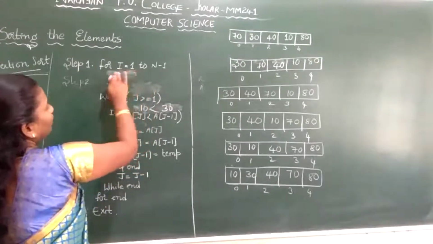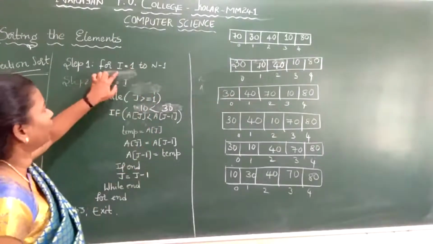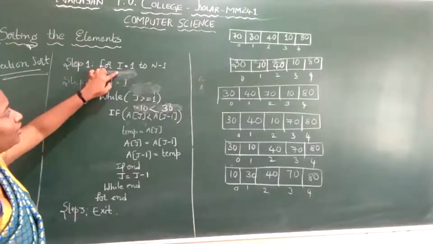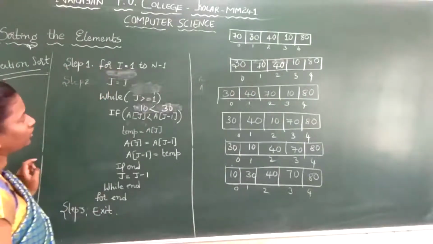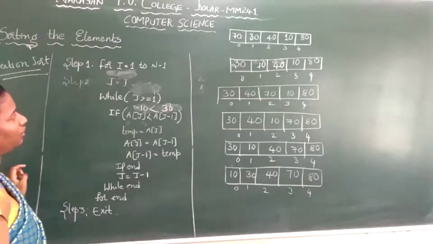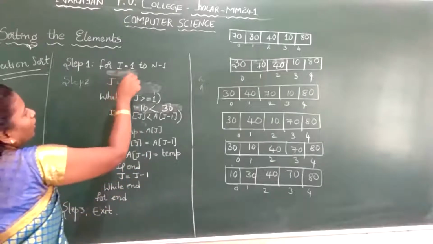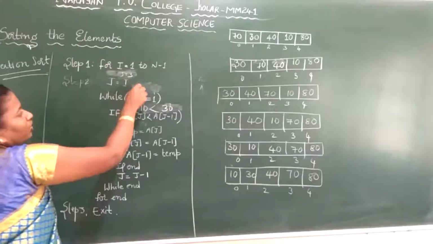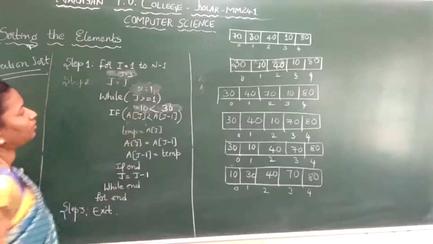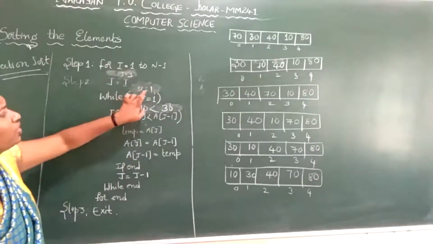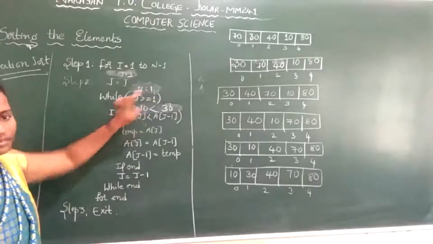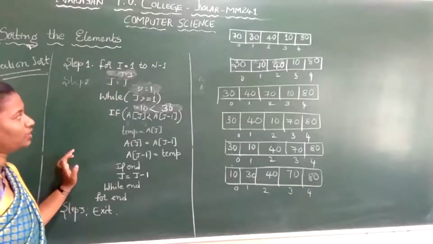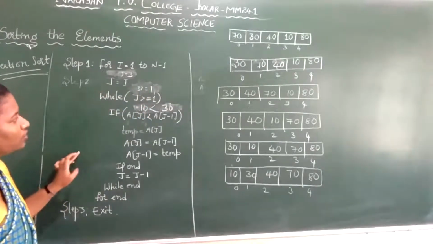Now initially your I was incremented to 2. Now your I was incremented to 3 in the for loop. So your I value is 3, j value is 3. Now 3 is greater than or equal to 1. Yes, 3 is greater than or equal to 1. Next we'll see how the while loop works.